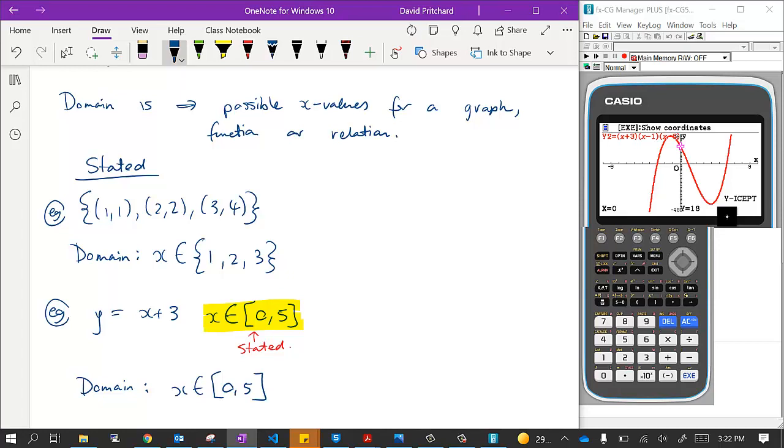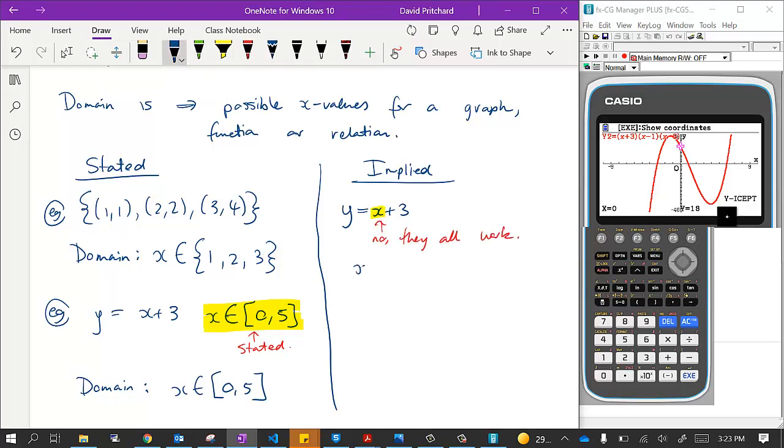It's either going to be stated or it's going to be implied. So implied's a little bit more challenging. If we don't have a stated domain and it's a type of function where we can see no issues, so let's have a look at, again, our y is equal to x plus 3. Let's say we're just looking at that. Now, what we have to think about is, is there any x value that we can't sub into that? So is there any x value that if we put it in, we can't get an answer? And if the answer is no, they all work, then the implied domain in this scenario is that x could be anything. So x is an element of all real numbers.